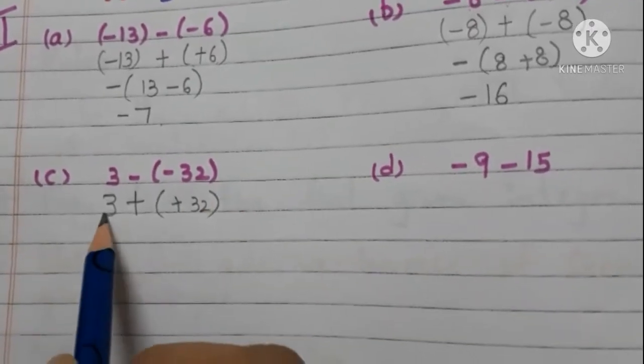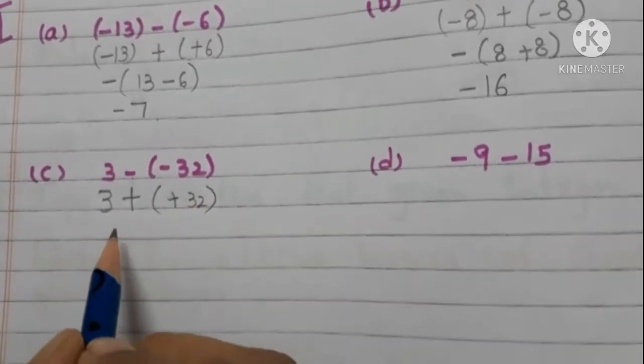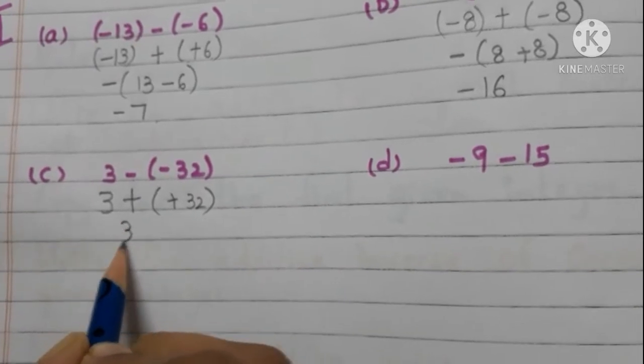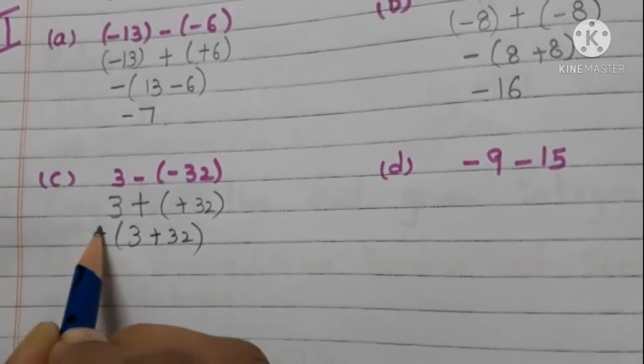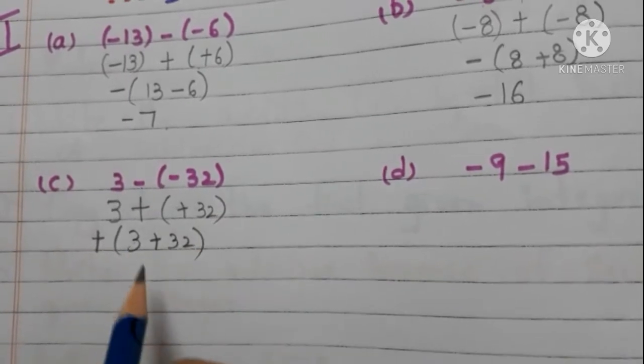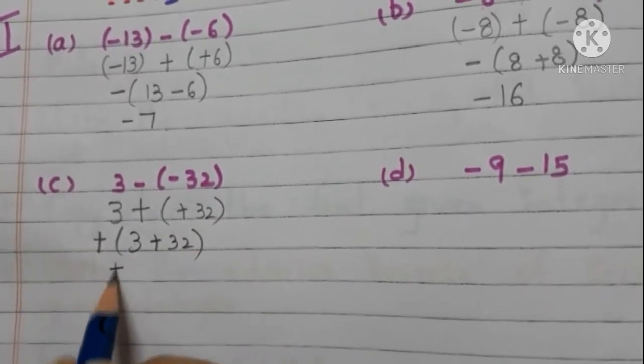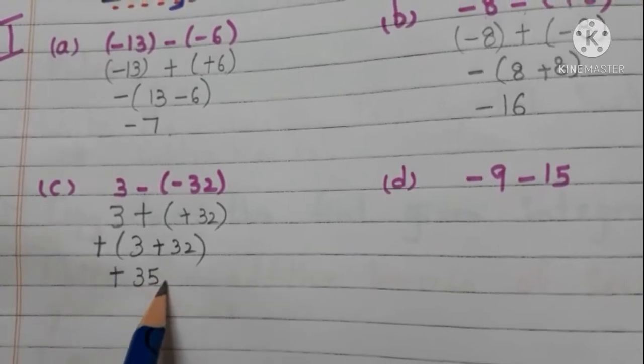Now follow the addition rules. Here we have two positive integers. Then what we have to do? We have to add two numbers and write the positive sign. 3 plus 32 is 35. So the answer is positive 35.